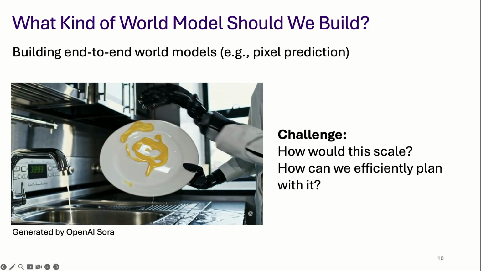I want to highlight two important challenges here. The first one is how can we scale up such model training so that they can become physically feasible? And second of all, even if we have such a model, how can we efficiently use it for planning purposes?